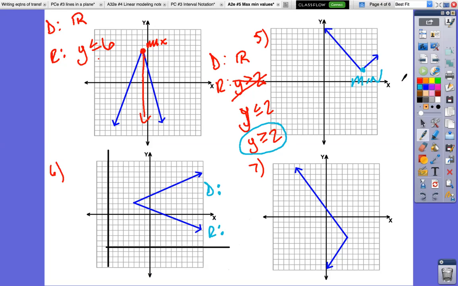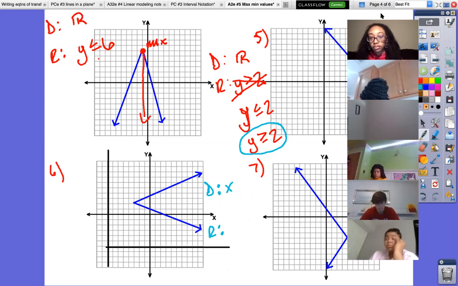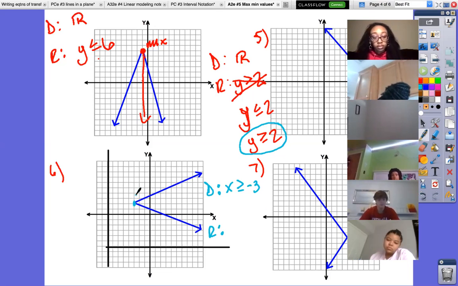Do I have a volunteer, so I don't have to cold call? What do you think your domain is going to be? Again, your domain is your list of x's, your range is your list of y's. So what do I think it's going to be with my domain here on number 6? I said that the domain is x is greater than or equal to -3. Does anybody have something different? Well, first of all, I see the domain is -3. You got that from right here. I agree with that. Why did you say greater than or equal to -3?